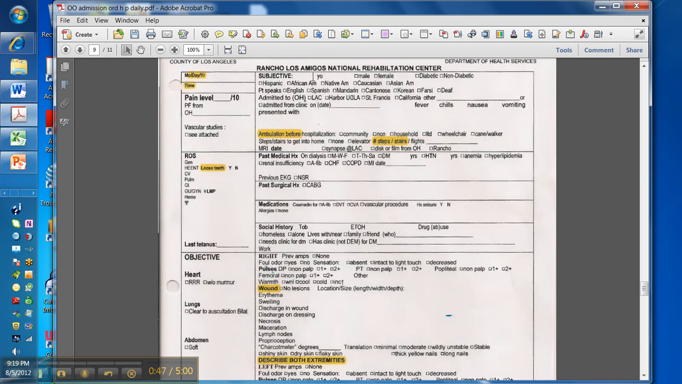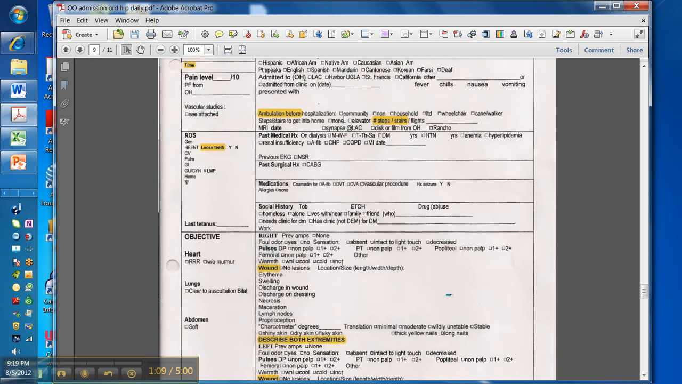I know you know how to do an H&P, so you put in the age of the patient, whether they're diabetic or not, what language they speak. That will help you when you go to do the consent, where they came from, what the admission diagnosis is, complaint.